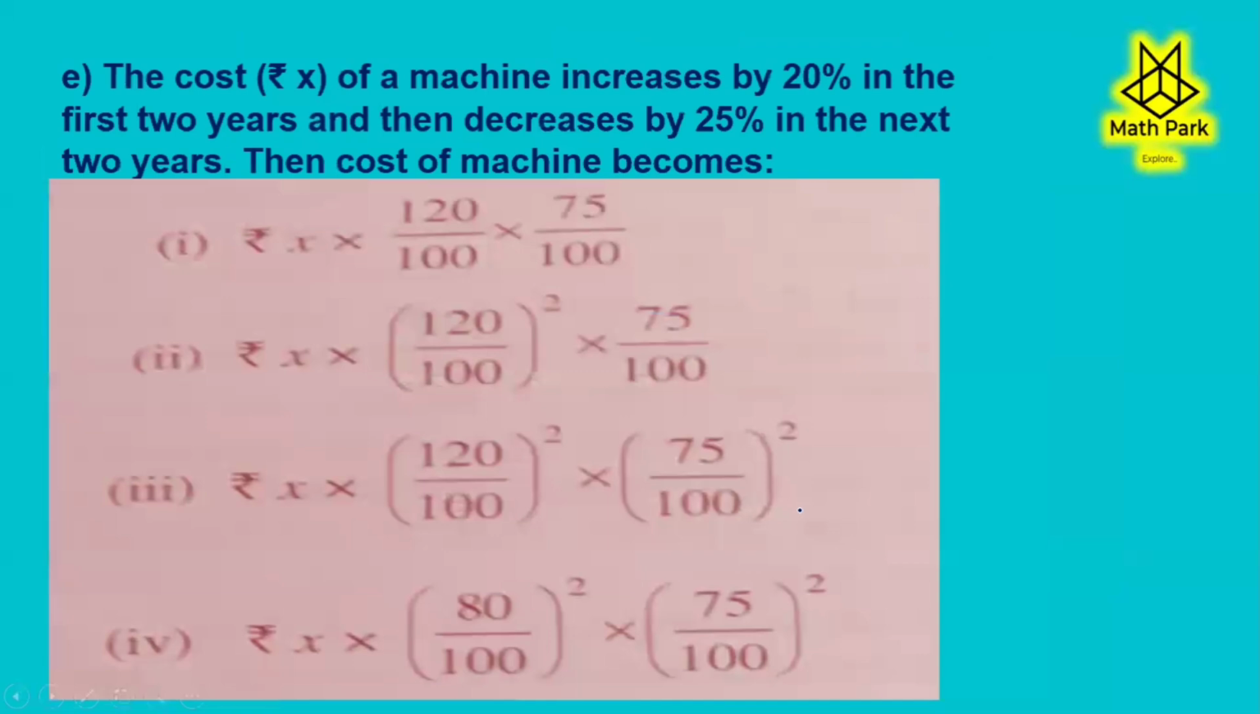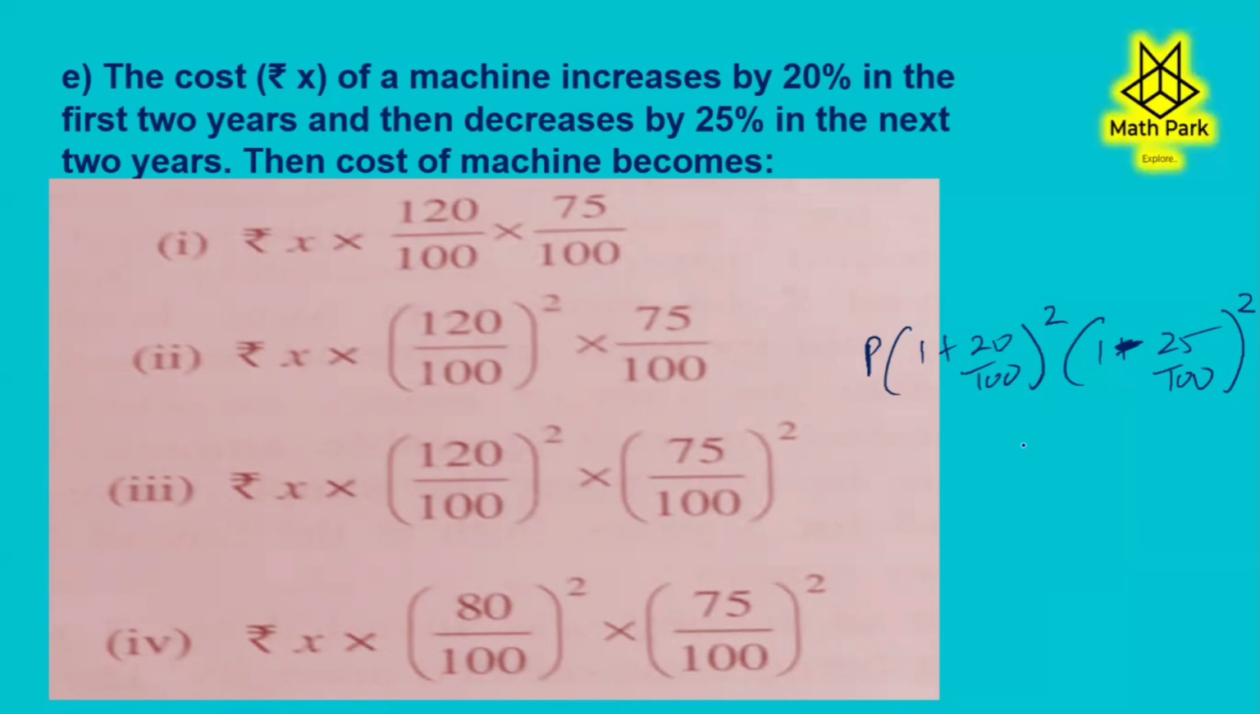And the last MCQ of today's video: the cost of rupees X of a machine increases by 20% in the first 2 years and then decreases by 25% in the next 2 years. So remember, it is increasing by 20%, so it is P in bracket 1 plus 20 by 100, raised to 2 for the first 2 years, into 1 minus 25 by 100 for the next 2 years, as it is decreasing.